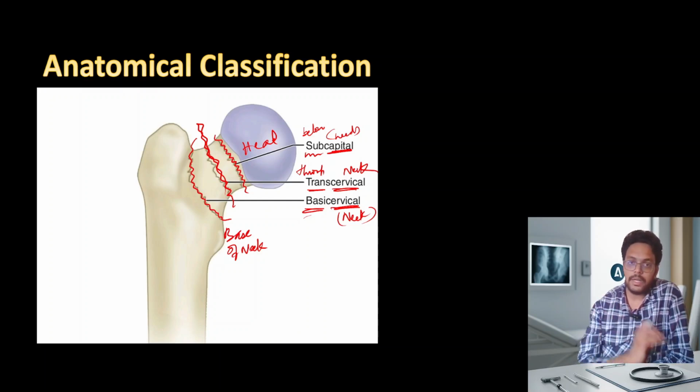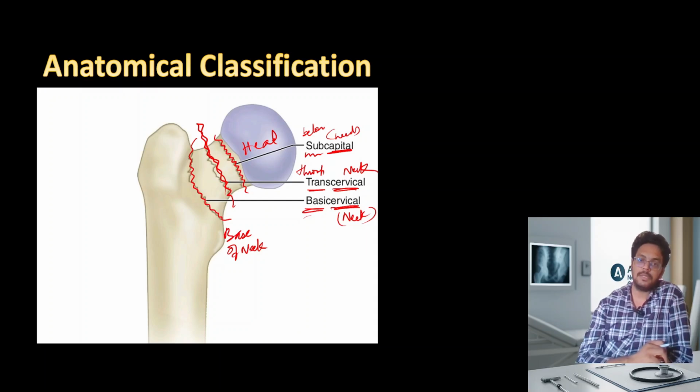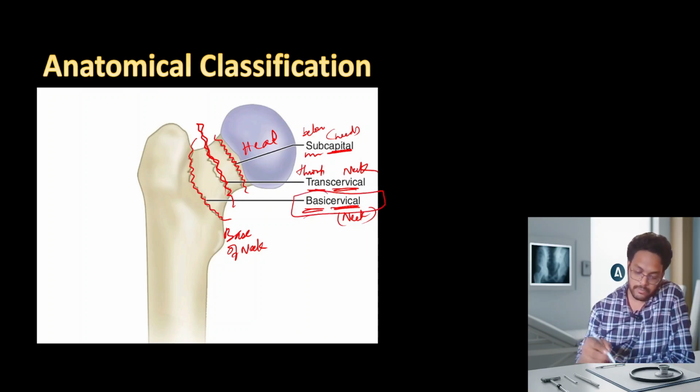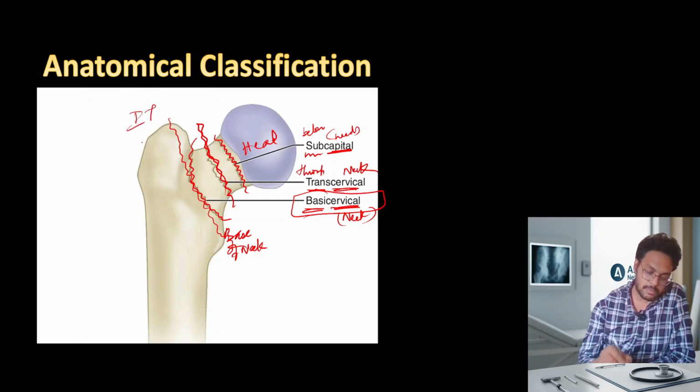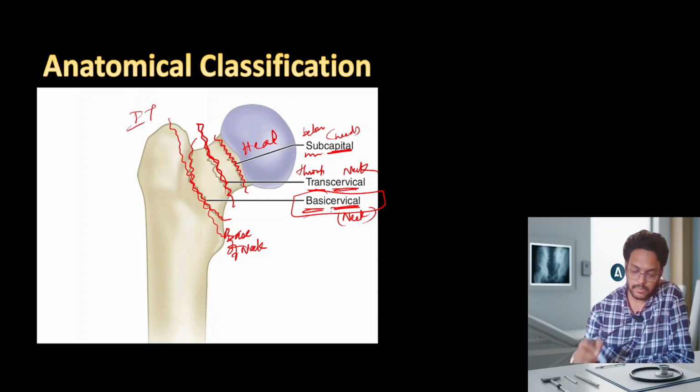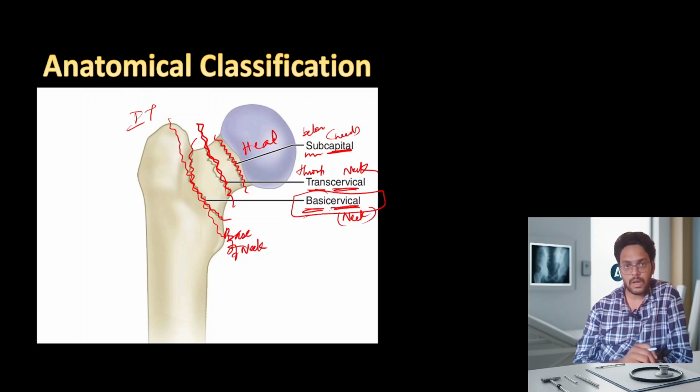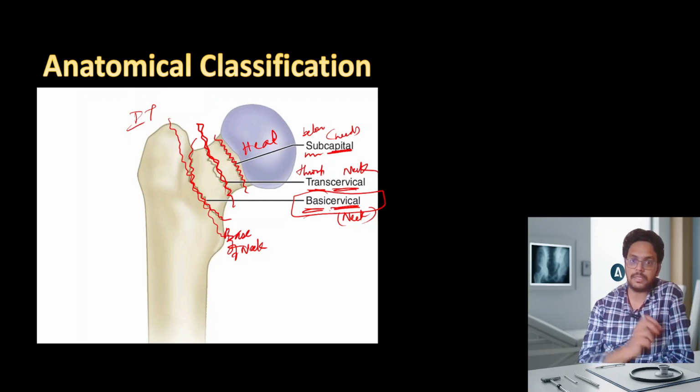One little confusing part of this classification is that the basicervical we can't differentiate if it is occurring at the level of the intertrochanteric region. So sometimes a simple intertrochanteric fracture and a basicervical fracture may be correlating. So the treatment also varies in basicervical fractures. Sometimes some basicervical fractures are considered as neck of femur fractures and treated accordingly. Sometimes a basicervical fracture is considered as an intertrochanteric fracture and is treated differently.